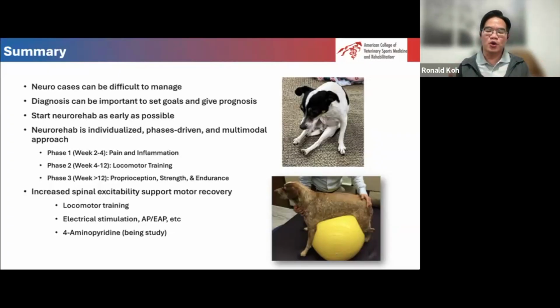Okay, if you're interested, you can always look up those papers and look into that. I'm not going to get into that because it's not a medication on the market yet. It's just something that's been studied for IVDD patients.